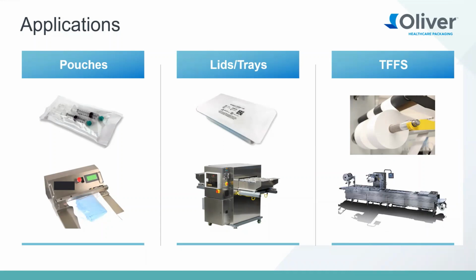And then, hey, there's another acronym, TFFS, and that's another common application. TFFS stands for thermoform fill seal. And Oliver and other suppliers would typically be supplying materials in roll stock form. That's a picture of some coated Tyvek. And then there would be another formable film on the bottom, and the machine there on the lower right is what a typical thermoform fill seal machine would look like. So those are the three general applications.